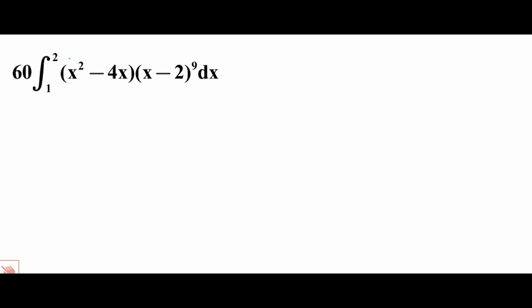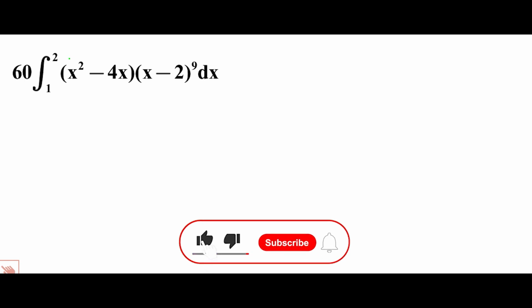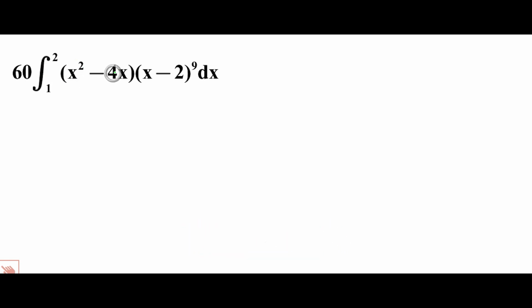In this video, we will solve some definite integral problems step by step. Let's get started. Number 1, evaluate 60 times the integral of (x squared minus 4x) times (x minus 2) to the power of 9 dx from 1 to 2.